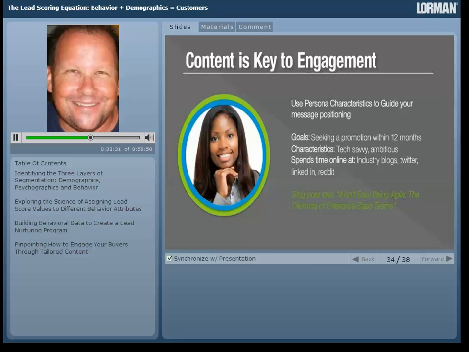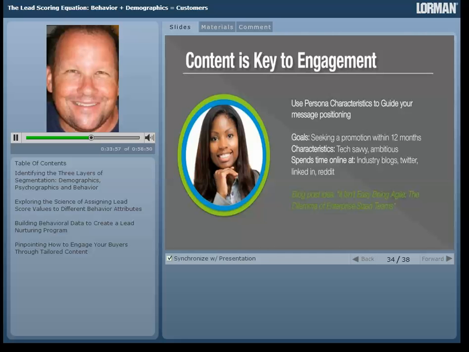Remember all that persona data that wasn't used in the scoring program? Well, it makes for a great way of determining content positioning and promotional channels. And as you're developing your content, use the persona characteristics you created to guide your message positioning and what you're putting out there. And Linda put that in a very great capsule. There's some great content in this deck that you'll be able to download after the presentation.